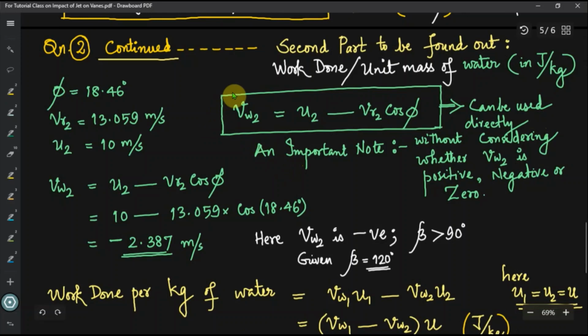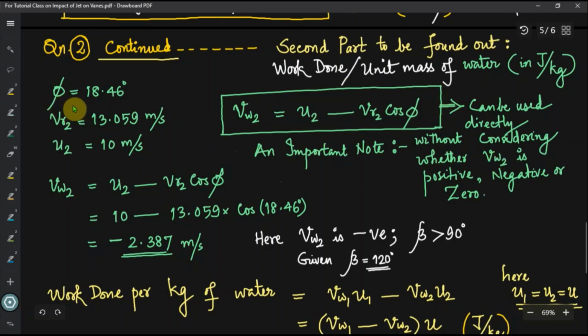To find out the whirl component of velocity at outlet, I told you earlier also that VW2 is equal to U2 minus VR2 cos phi. This expression we obtained in the case of a velocity triangle where VW2 is positive or beta is an acute angle less than 90. We can use this equation in our present case also. Automatically we will get a negative value for VW2. So even without considering whether VW2 is positive or negative or 0, you can make use of this.